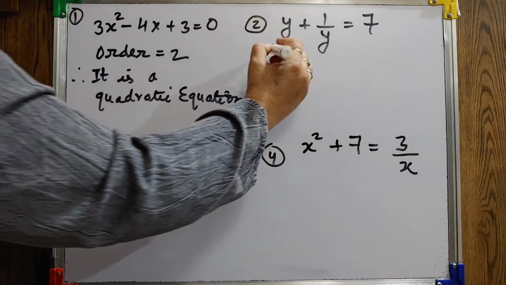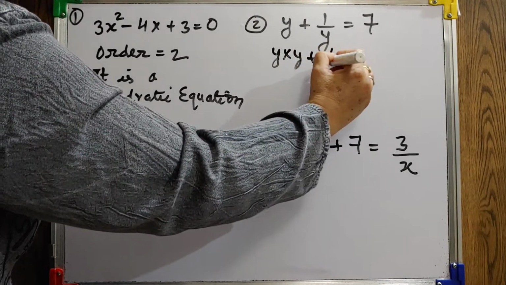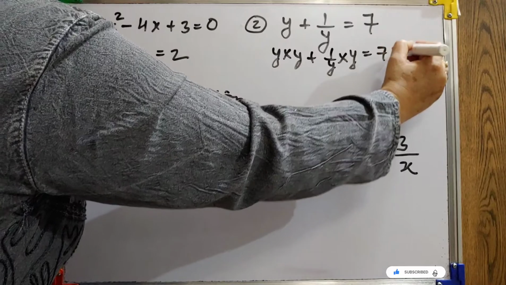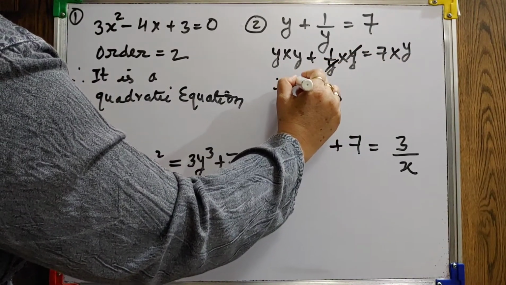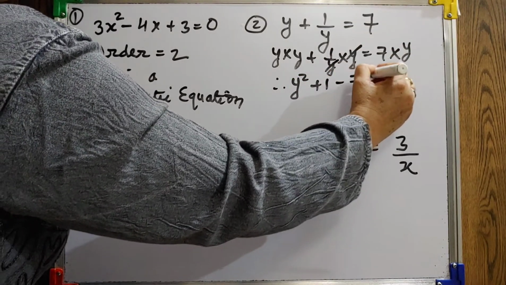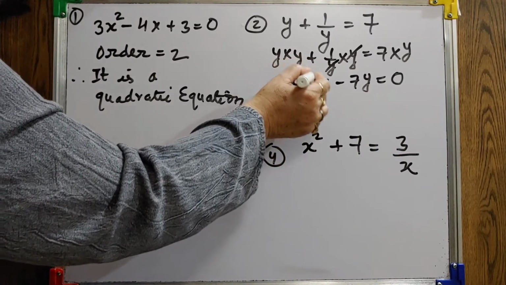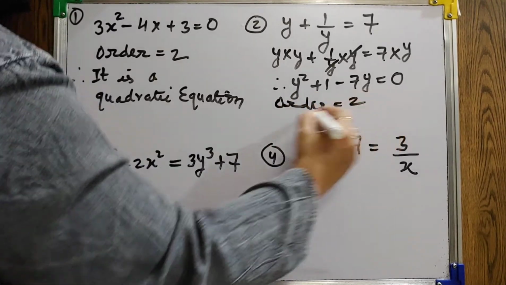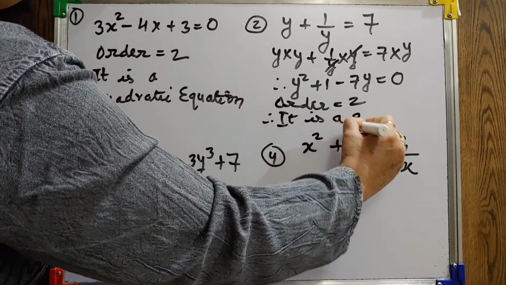Here, first you multiply all with y. All the terms with y. Here y will get cancelled. You will get y square plus 1. Transfer 7 by this side. Now, what is the highest order? 2. Therefore, it is quadratic equation. It is a quadratic equation.